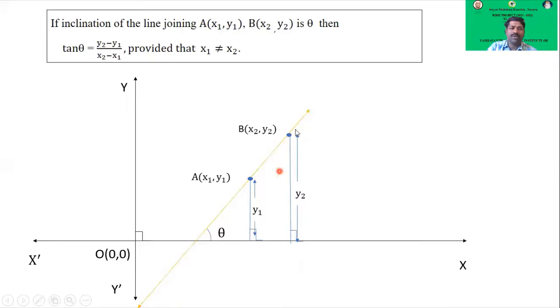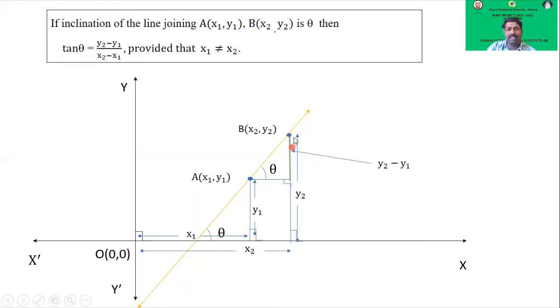Now here we are going to prove that tan theta, the slope of a line passing through two points, is (y2 minus y1) upon (x2 minus x1). The coordinates of point A are (x1, y1), so this horizontal distance is x1 and this horizontal distance is x2. This angle is theta, the inclination, so this angle is also theta because both triangles are similar, or these are corresponding angles.